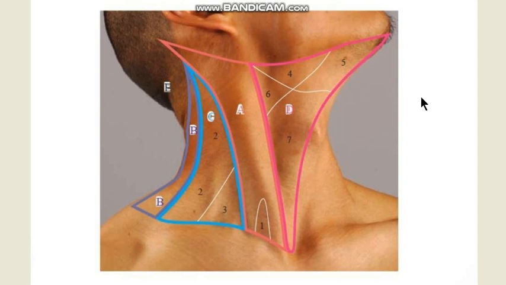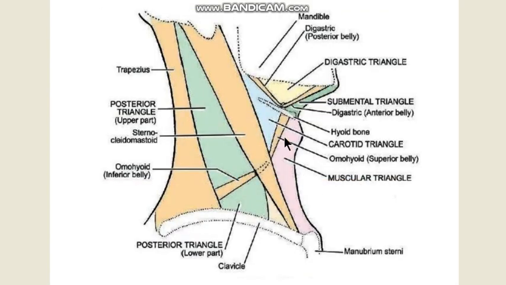Hello everyone, we are back to a study of the triangles of the neck, and again we come to this anterior triangle on the side of the neck. And as we have said, the anterior triangle is divided into many subsidiary triangles. We have already studied the submental triangle and the digastric triangle, and now we are left with the carotid triangle and the muscular triangle.